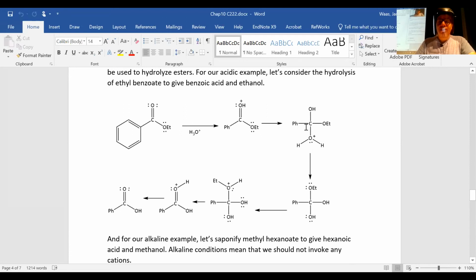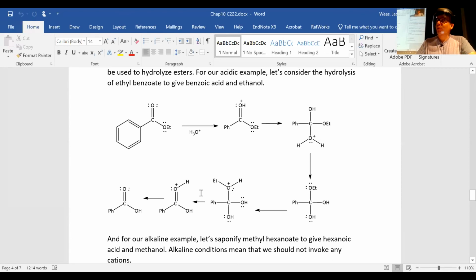And so water will attack, and just like before, we'll need to do a couple proton transfers. We need to remove a proton from this oxygen. That gives us this neutral intermediate back. And then we'll put a proton on this oxygen. Why? Because we're going to lose a molecule of, in this case, ethanol. We're going to lose a molecule of our alcohol.